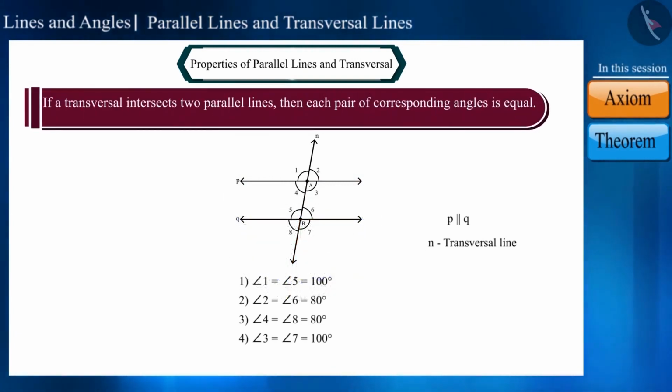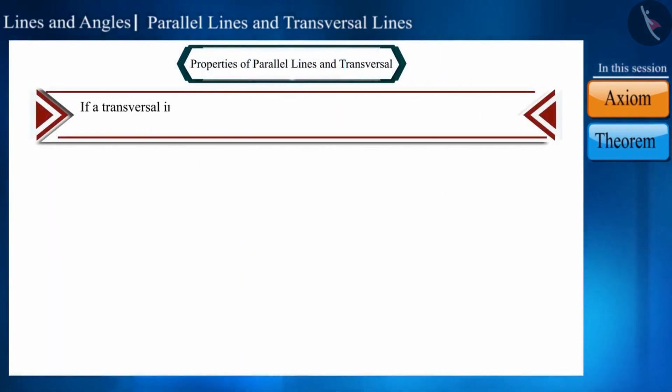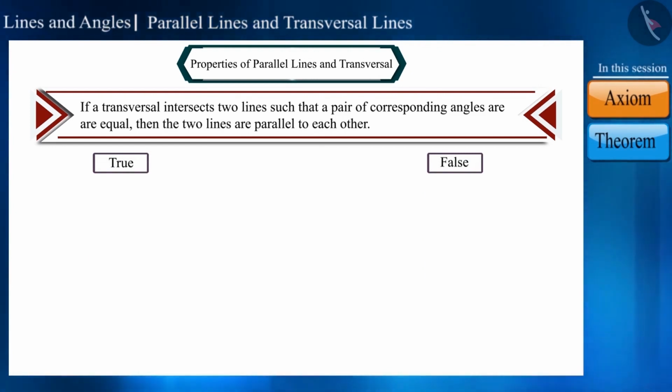Now we can say that if a transversal intersects two parallel lines, then each pair of corresponding angles are equal. This is what we call corresponding angles axiom. If a transversal intersects two lines such that a pair of corresponding angles are equal, then the two lines are parallel to each other. Friends, is this statement true? Let us check this statement.